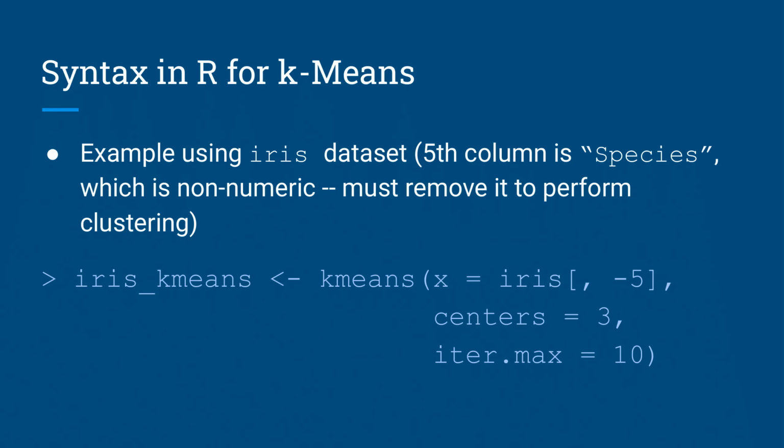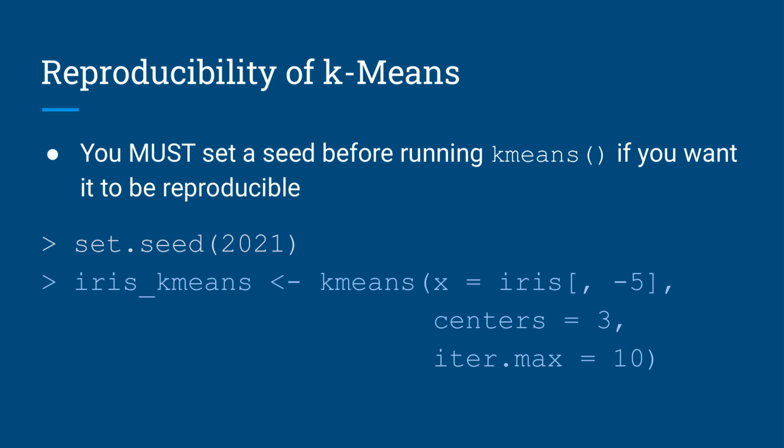In R, you can use the kmeans function to perform the k-means clustering algorithm. The first argument is the data set that you'd like to perform clustering on. The second argument is the value of k you'd like to use, which is the number of clusters you'll end up with. And then you can pass your stopping criteria, such as the maximum number of iterations. It's important to note that, due to the random nature of the first step of the k-means algorithm, the only way to ensure reproducibility is to set a seed first. In R, you need to use the set.seed function before running the kmeans function.